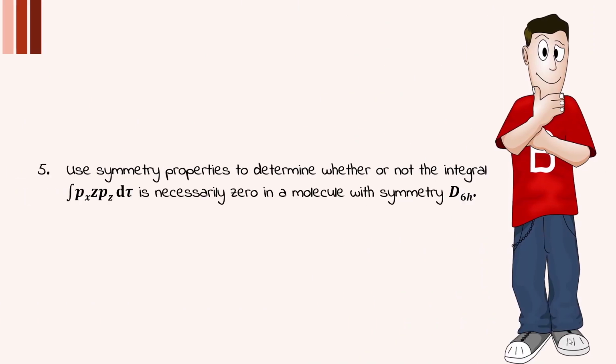Use the symmetry properties to determine whether or not the integral of px z pz is necessarily 0 in a molecule with symmetry D6h. You please go through one of the videos that explains how we can describe whether the integral is necessarily 0 or non-zero. It's quite not difficult to work out. Simply go through the character table for D6h.